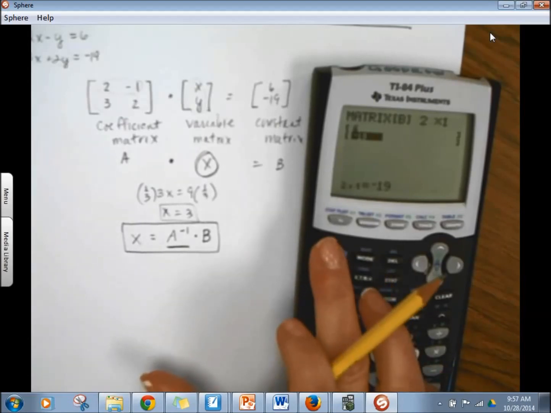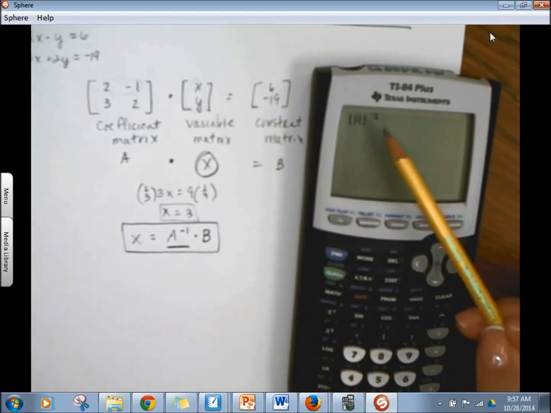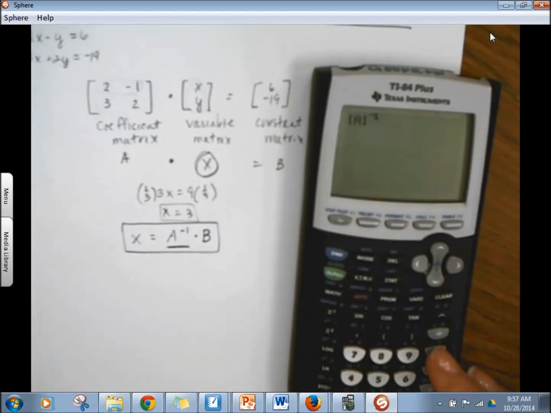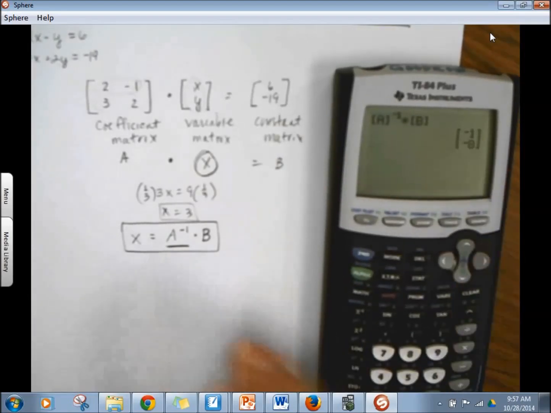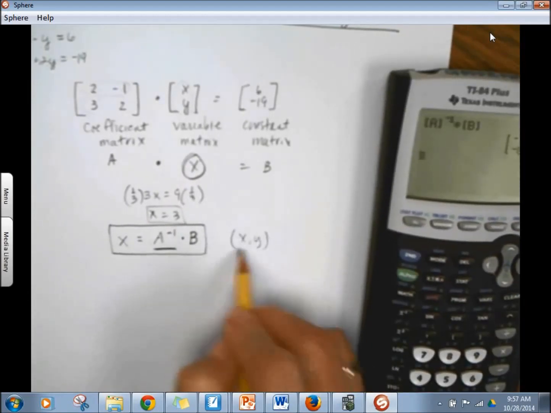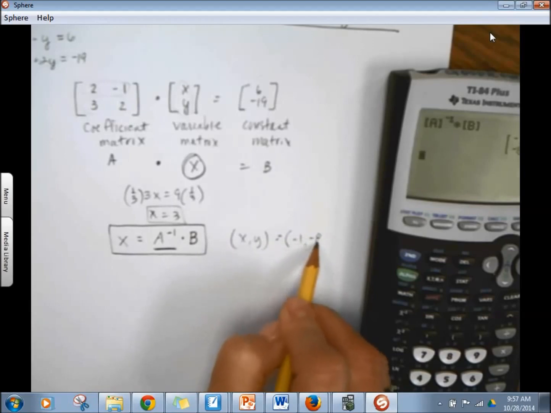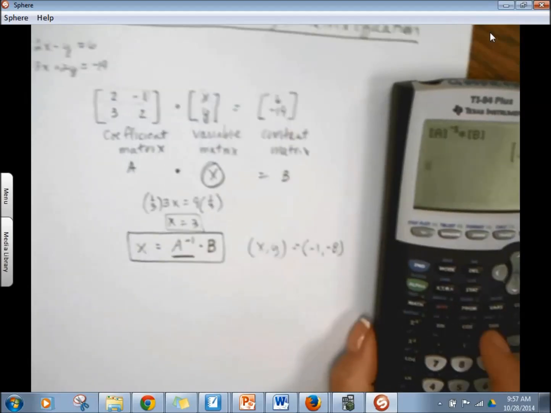Now we need to go back to the home screen, so second quit, and we're going to call up matrix A. Here's the inverse button right here. You'll see it puts the little negative 1 there for the inverse, times second matrix, call up matrix B, and we get our answer. So the calculator gives it to you in this form. Your textbook or ordered pair form would be xy equals negative 1, negative 8. And that's pretty much how simple this section is.